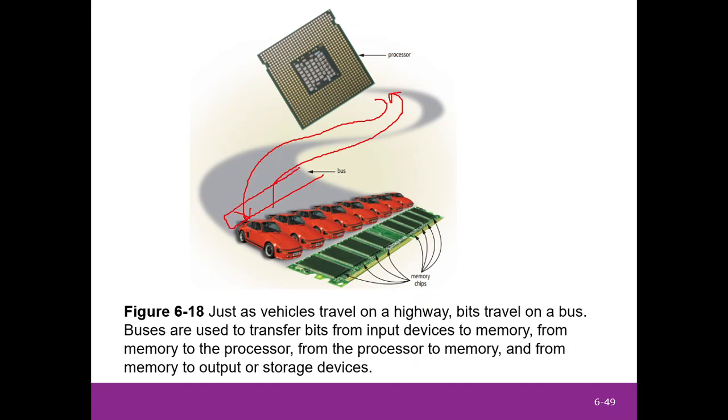So the data bus between the processor and the memory, the size of that data bus or the width of that data bus determines the speed of the data transfer. If this data bus is wide, more data can be transferred. If this data bus is not that wide, then less data will be transferred.